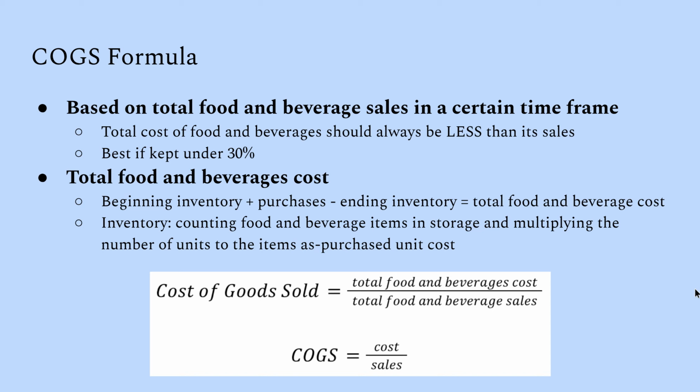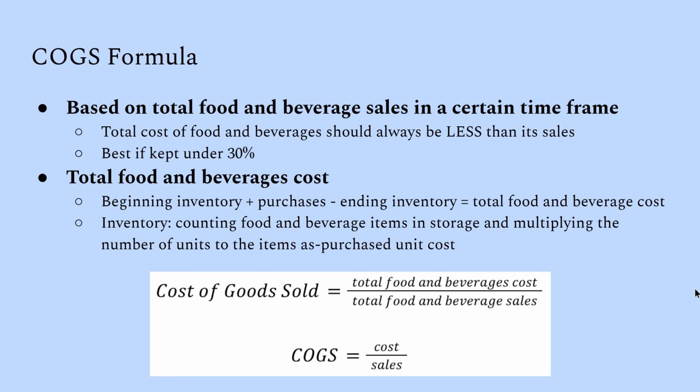And just in case you didn't know what inventory was, this does include counting food and beverage items in storage and then multiplying the number of those units, so whatever you have on hand, by the as purchased unit cost. So this is like where we were practicing in our food cost sheets. Remember having that same unit of measure. So if you have a pound of flour in your restaurant, you want to price it out by its pound. But if you're working with ounces, you want to have price per ounce, all that good stuff.